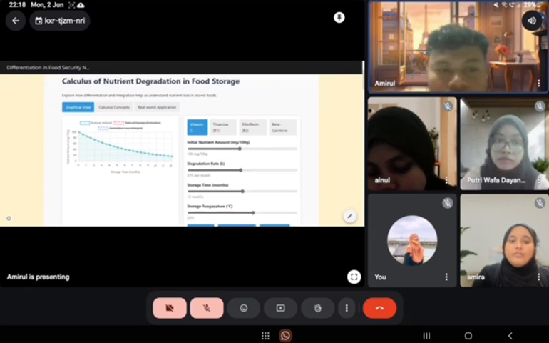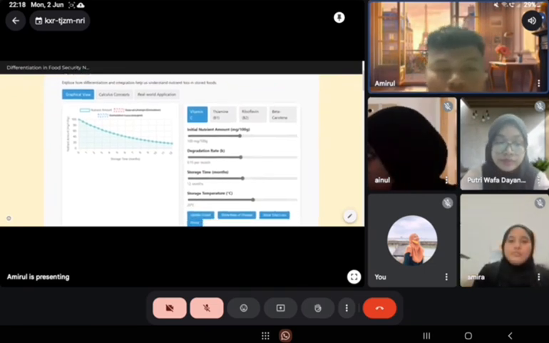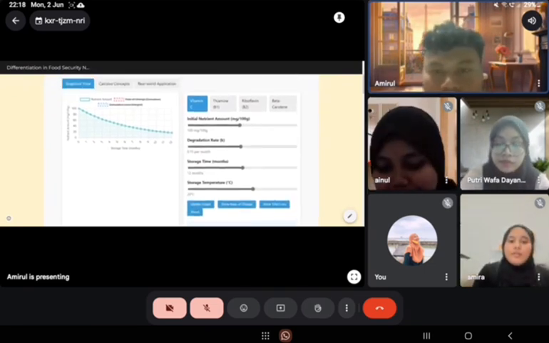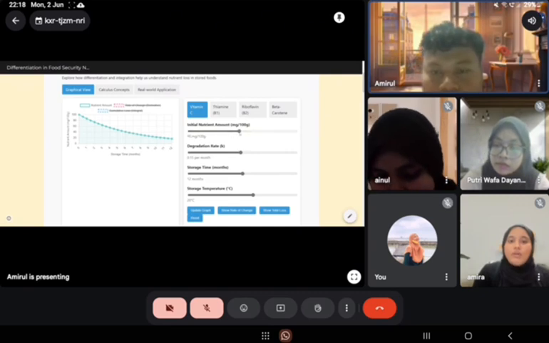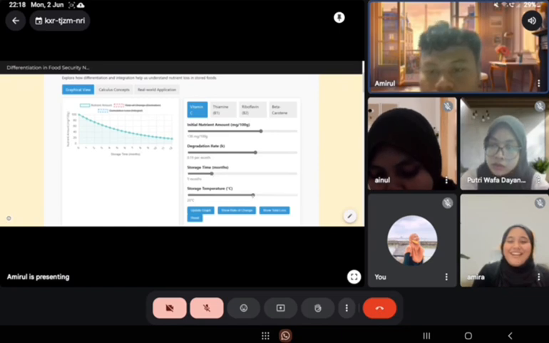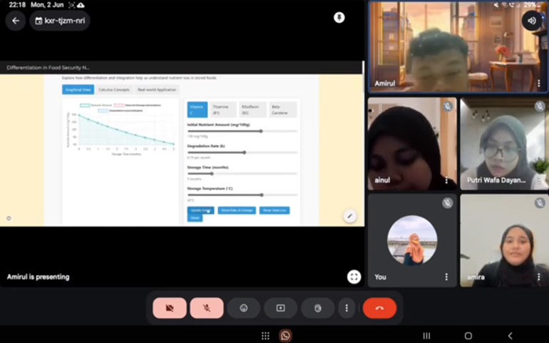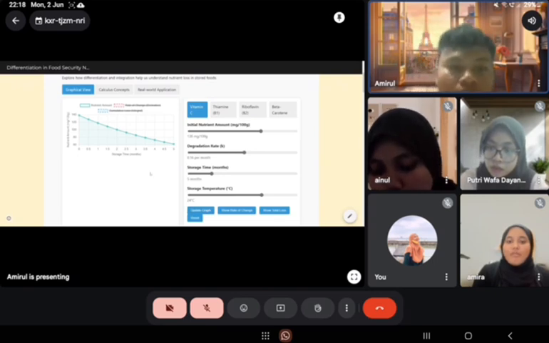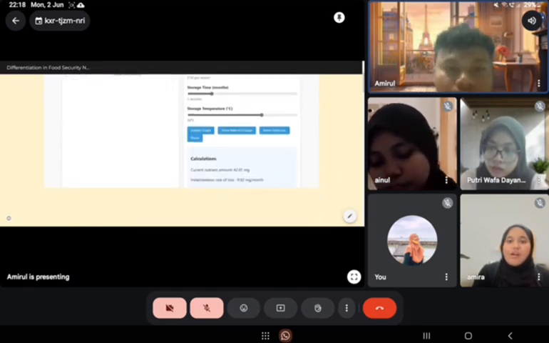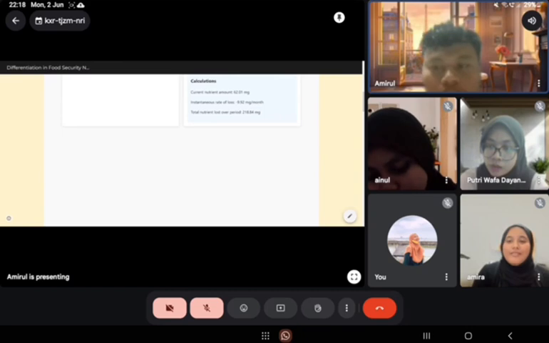So I choose the graphic view. For example, after that we update the graph and the graph has a difference. So we move to the next chapter.